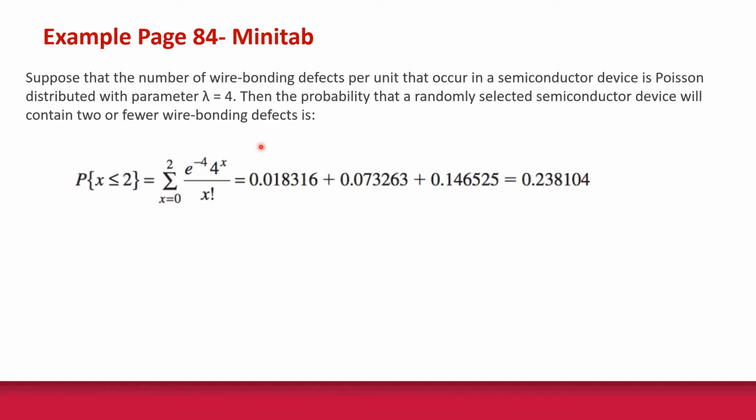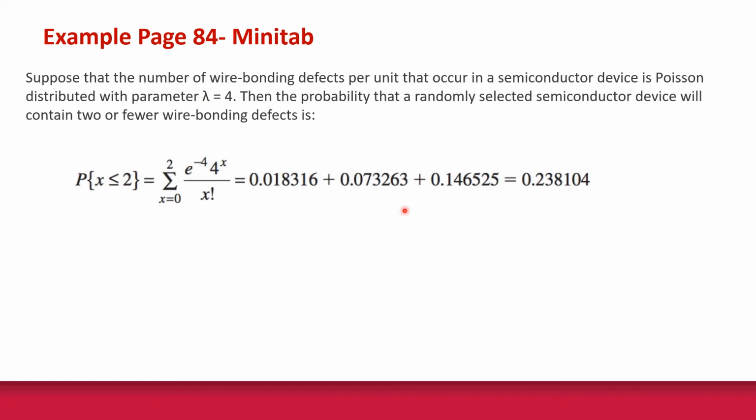So the example on page 84 in the textbook, he calculates this example using the function. Suppose that the number of wire bonding defects per unit that occur in a semiconductor device is Poisson distributed with lambda equal to 4. Then the probability that a randomly selected semiconductor device will contain 2 or fewer wire bonding defects is given by the following calculation.